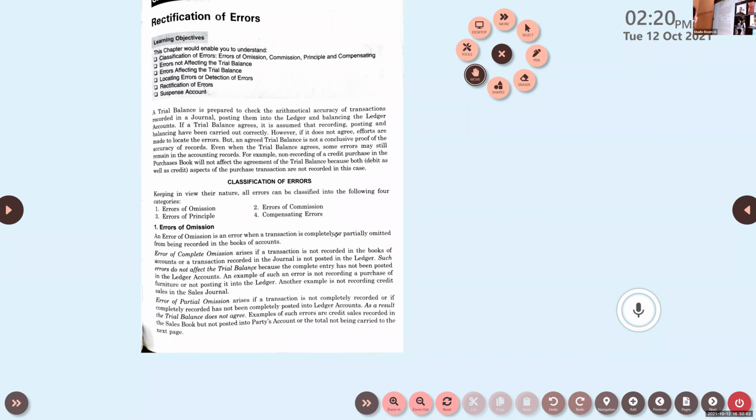Now, the next one. Error of partial omission. If a transaction is not completely recorded, or if completely recorded has not been completely posted, it is there in the journal but it is not posted to the ledger completely. Say the journal entry is Purchase account debit to Krishna account. You have the journal, but you forgot to post it in the purchase account. Krishna account is prepared, but the purchase account is not posted.